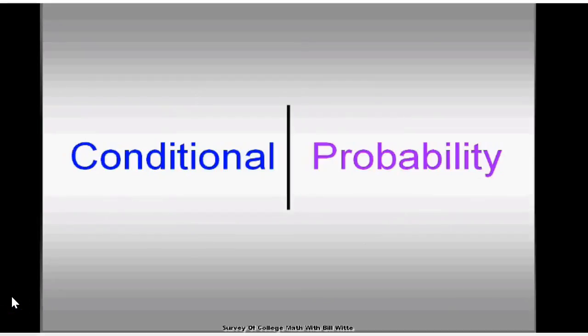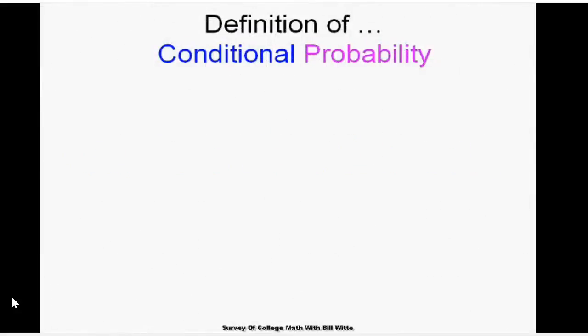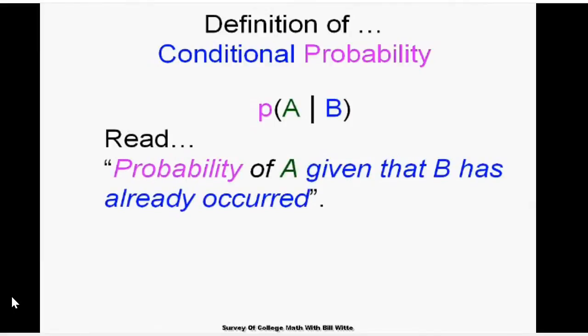Okay, now let's talk about our new stuff today, conditional probability. With conditional probability, we have some added, possibly recently added information we want to incorporate. The definition of conditional probability, and this is the way it's read, the probability of A given that B has already occurred. There's your new information. The probability of A given that B has already occurred.